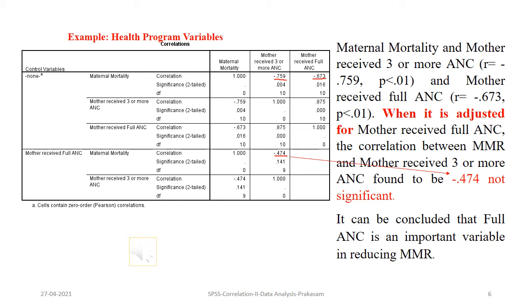From this partial correlation coefficient, it can be concluded that full ANC is a more important variable in reducing MMR than the partial mothers receiving 3 or more antenatal care.